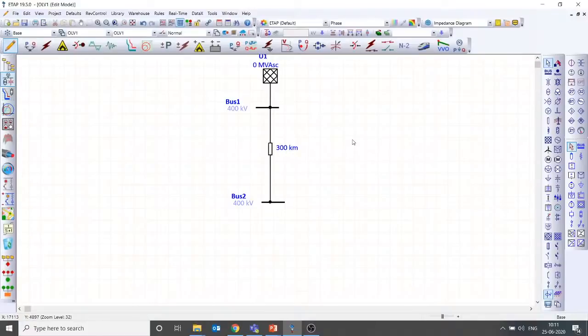So what's the load which I need to connect? Yes, light load or no load. So I'm going without any load, and I'm running a load flow analysis.